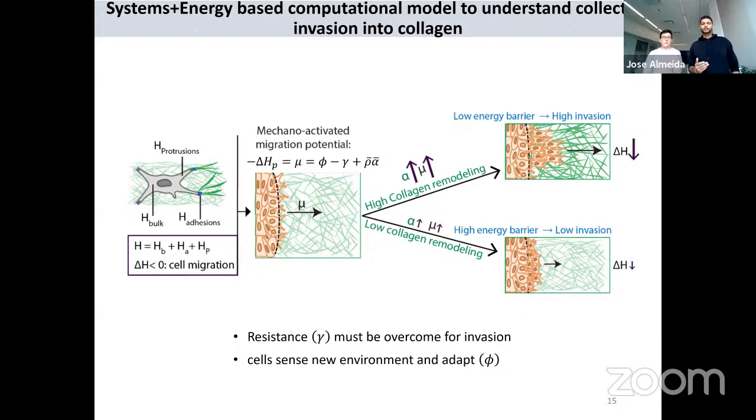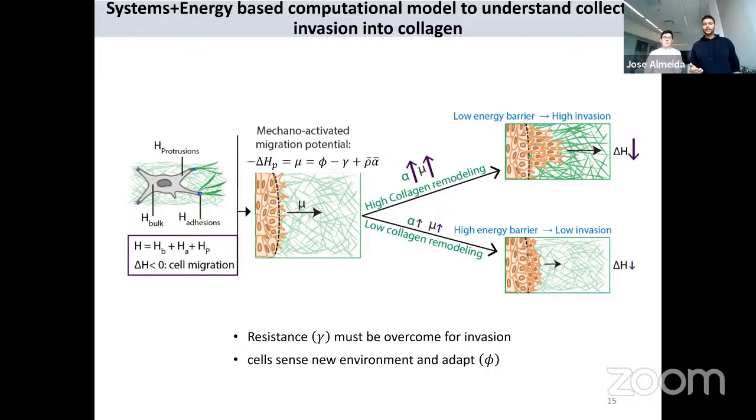We propose that cells utilize collagen remodeling as a way to lower the net energy barrier. So we formulate that delta HP, which we call our mechanoactivated migration potential, mu, has 3 components. It has the current environment sensing, which we call mechanoactivation. So that is the signal to the cells from wherever they are right now, minus gamma, which is the resistance they face from the ECM as they enter into it, plus collagen remodeling alpha.